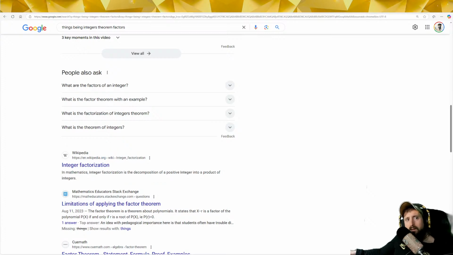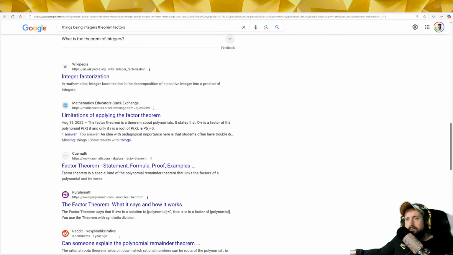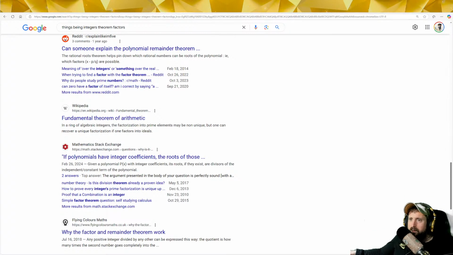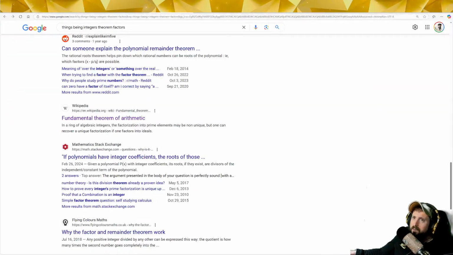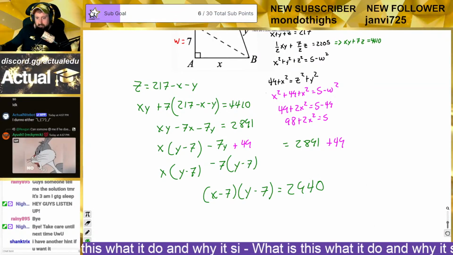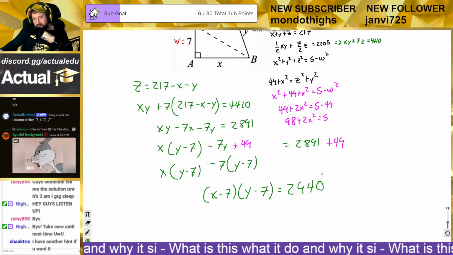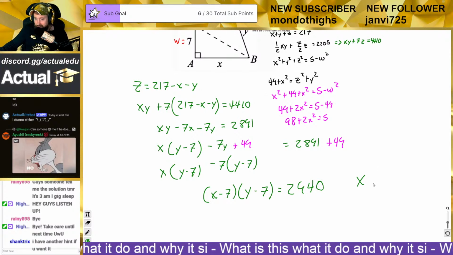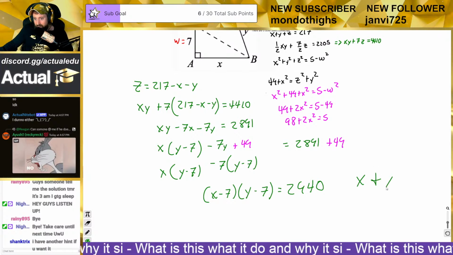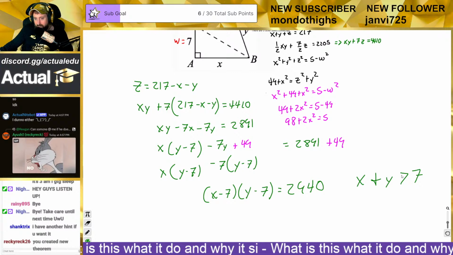Do it normally first. Oh, that one. Oh, that's a different question. Is it the fundamental theorem of arithmetic? What is this theorem I'm thinking about? It's a math trick I should know, that if these have to be integers. Well, first of all, x and y have to be greater than 7, at least.